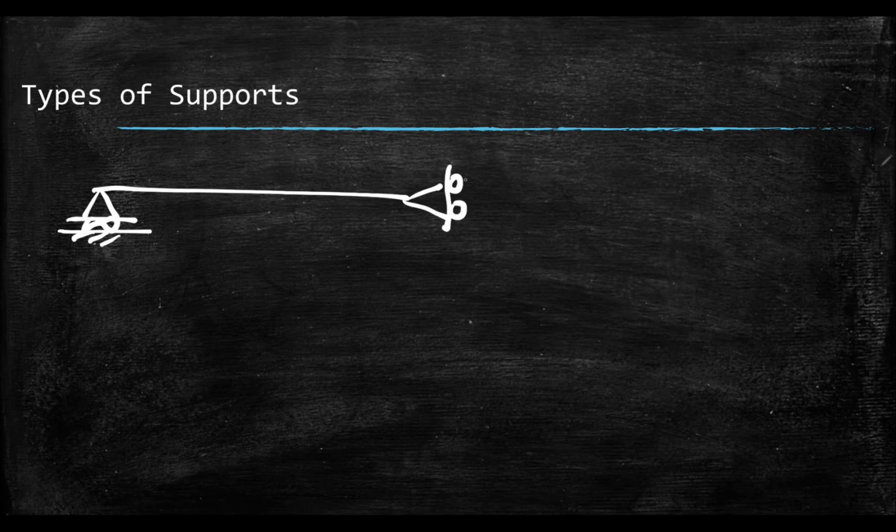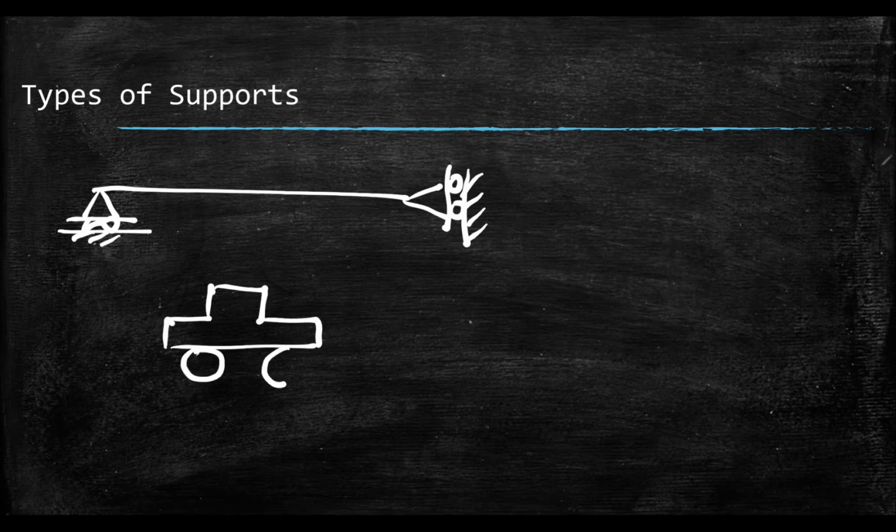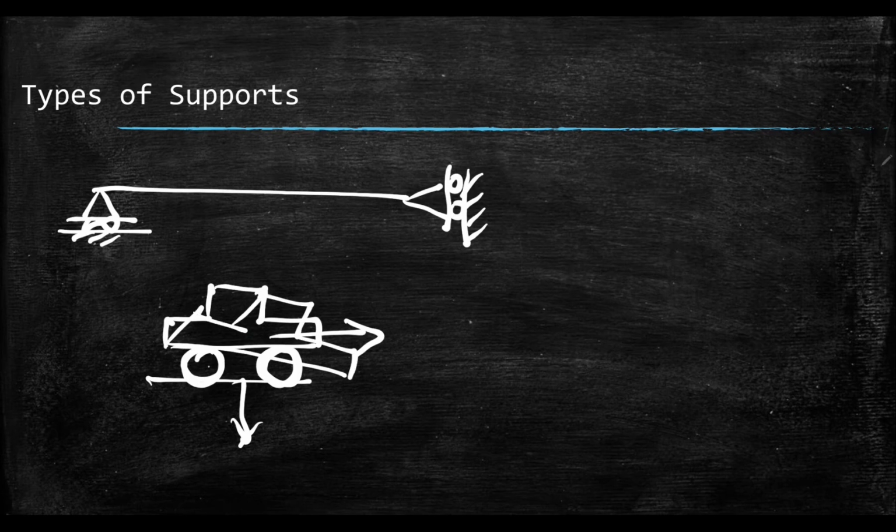You might have seen some of the gates which are moving from one side to another side. The best example, if you can take the tire of a vehicle. What this tire or wheel will do, it will allow this vehicle to move in horizontal direction if the tires or wheels are provided in this direction. But it will not allow this to move in vertical direction, and it can rotate also. The vehicle can rotate also. So that means the roller support offers resistance in the vertical direction.